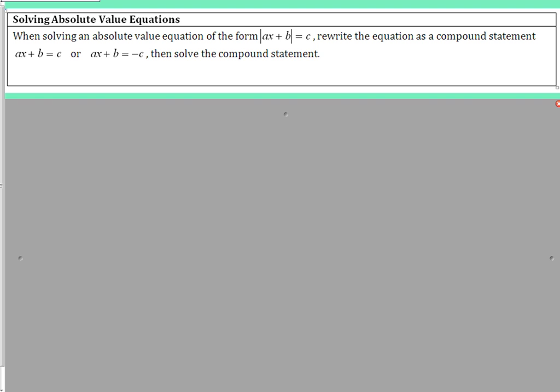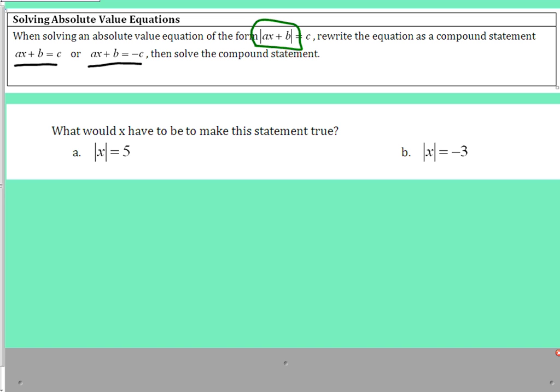So now, solving the absolute value equation. Rewrite the equation as a compound statement, as two pieces, which is this: the entire thing equals B, or equals C or negative C, and then solve it. Notice one thing though: the absolute value is the only thing on that side of the equation. So you've got to get the absolute value all by itself first. For this first one, the absolute value of x equals 5, that means x equals 5, which is the one everybody knows, or x equals negative 5.